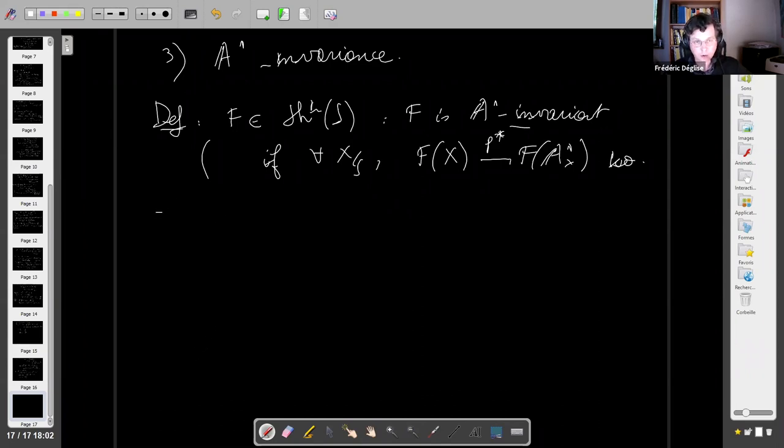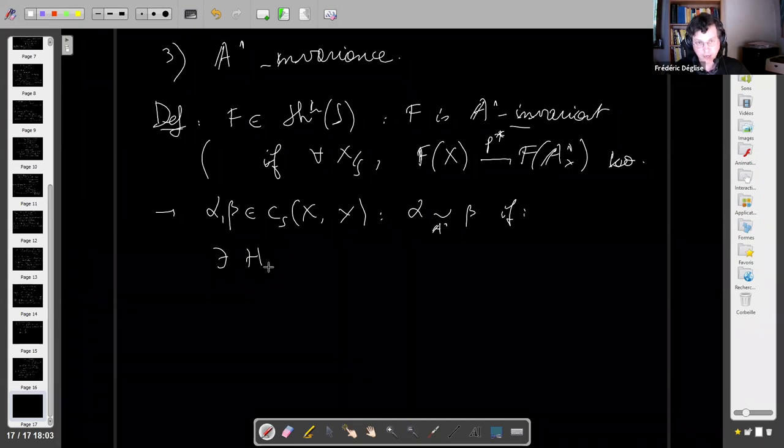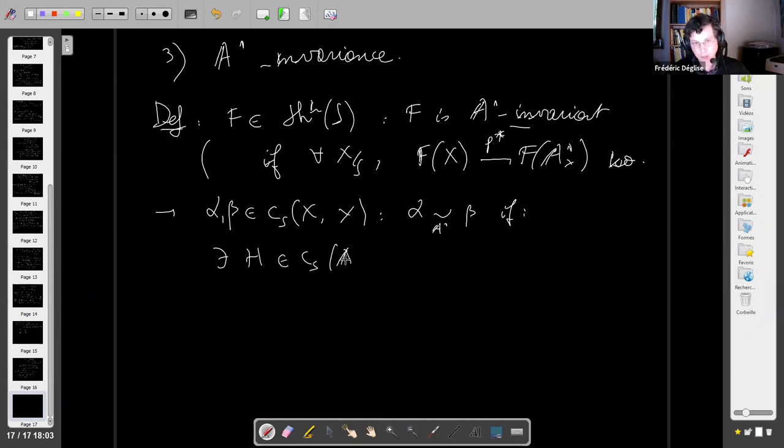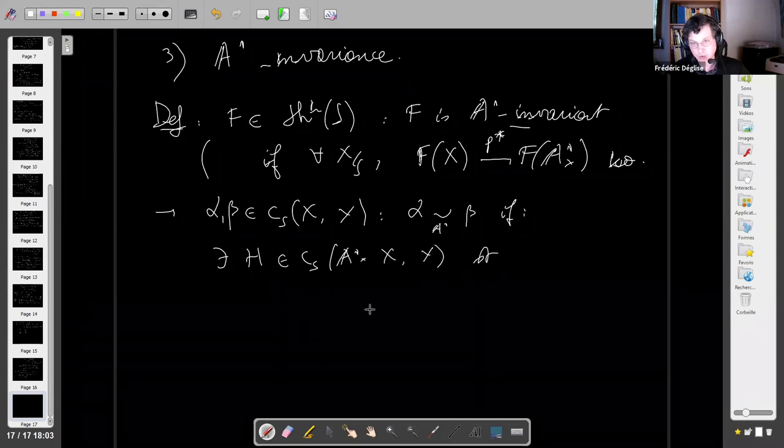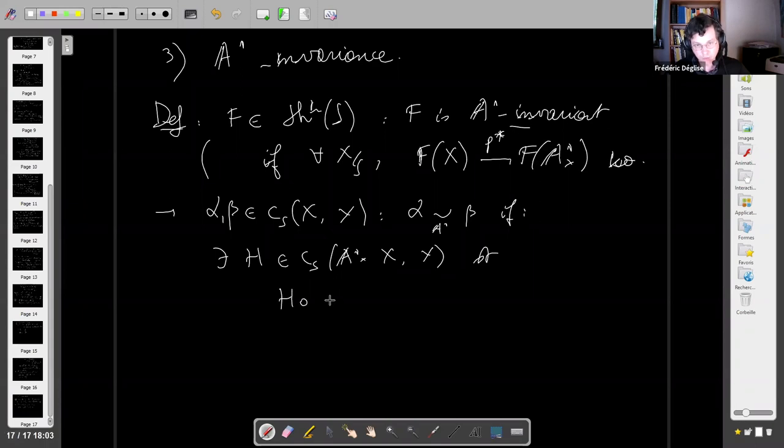So let me remark some things. This means actually that F depends only on A1 homotopy classes of finite correspondences. So what do I mean by that? If I have alpha, beta finite correspondences from X to Y, I can say that alpha is A1 homotopic to beta if there exists H, a finite correspondence from A1 cross X to Y, such that, as in topology, when you compose H with the zero section of A1 of X, you obtain alpha, and when you compose with the unit section, you obtain beta.